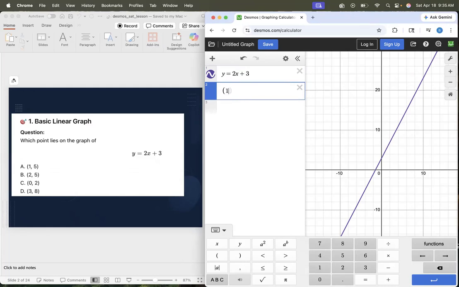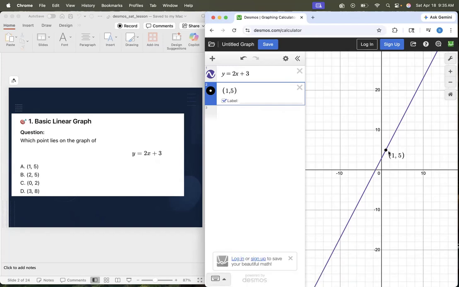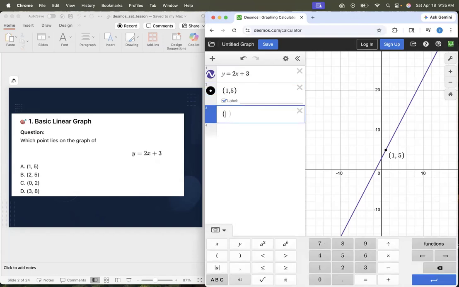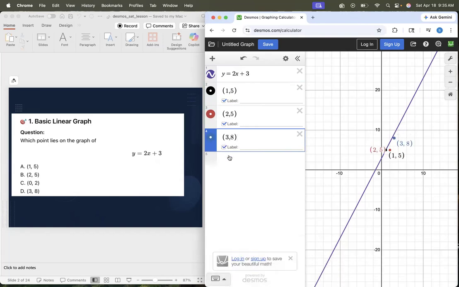So just plot (1, 5) and put a color there. What do you see? It lies exactly on the line. Let's look at the other points. We try two or three of them and see if they lie on it. You can see the red is down, right? And then let's try the last one, (3, 8). This is also just below it. Therefore, the right answer is A.